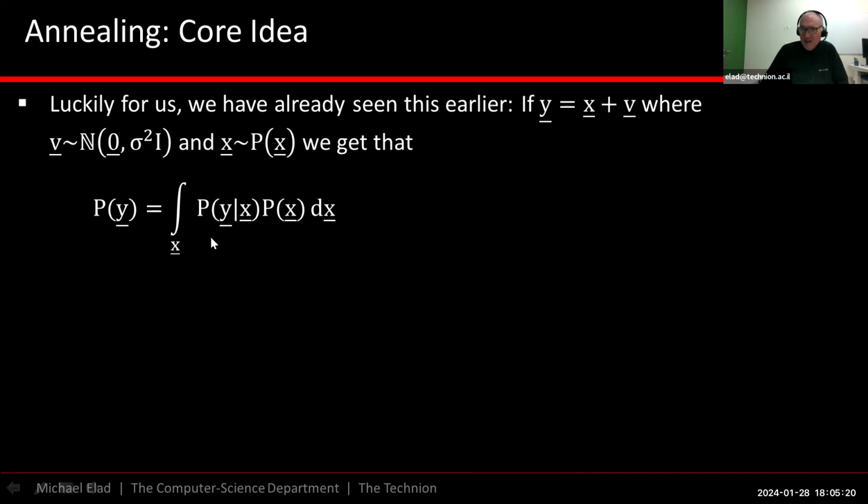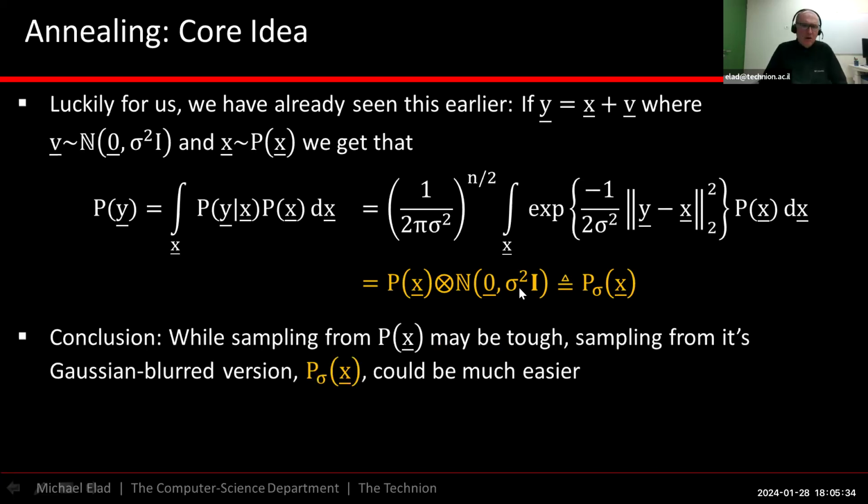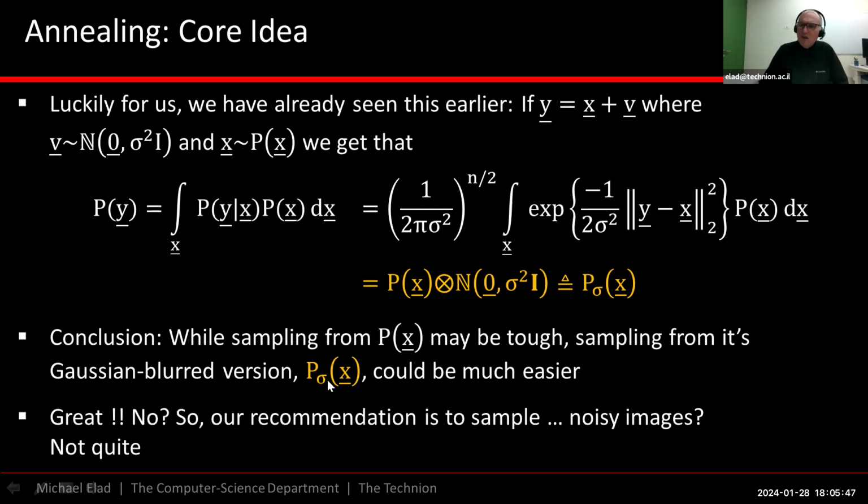And then we have seen this. Probability of Y is a blurred version of probability of X. This is the P sigma. P sigma says take your P and blur it by a Gaussian of width sigma. This is great. So easy. Basically, what are the implications? Sampling from P of X is tough, but sampling from P sigma of X is much easier if sigma is large. So basically, I'm telling you, let's sample noisy images.